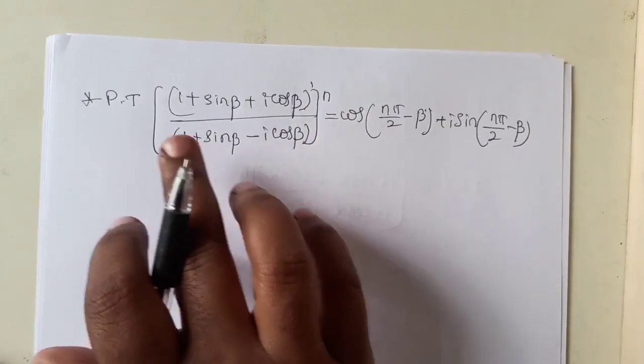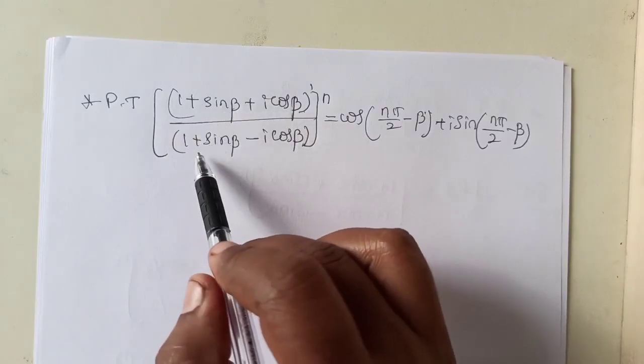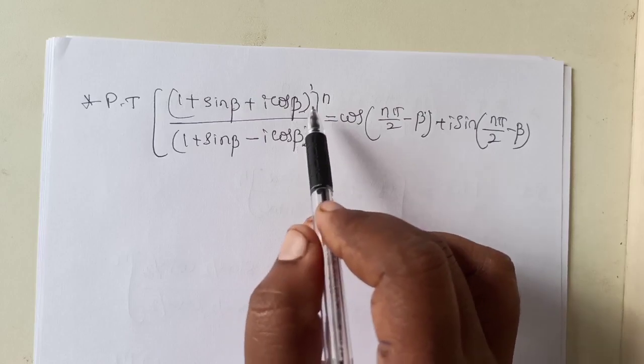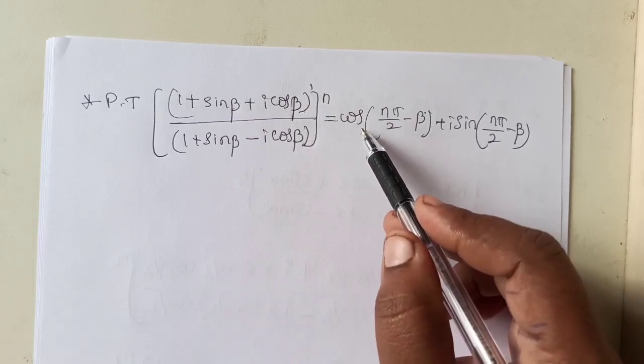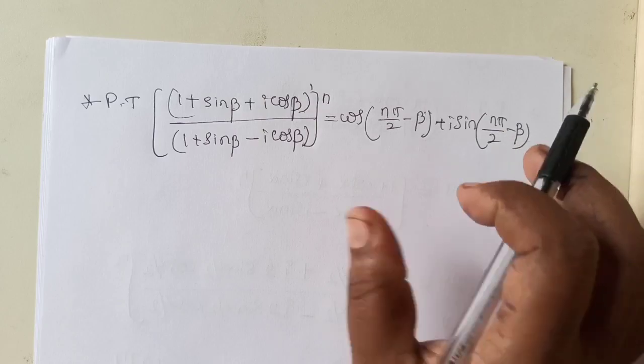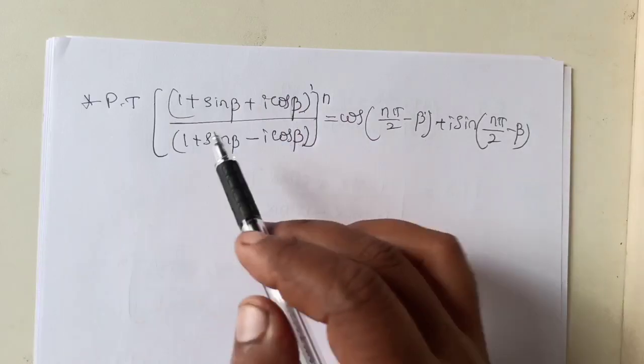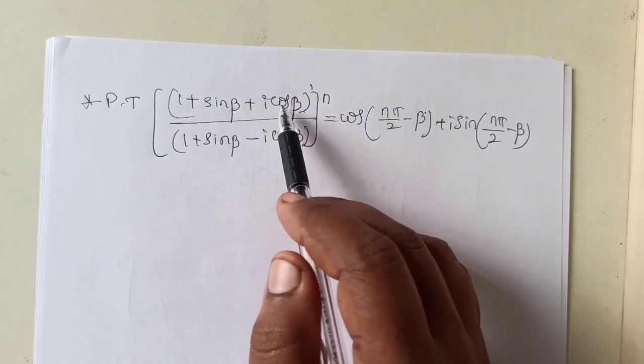Next problem: prove that (1 plus sin beta plus i cos beta divided by 1 plus sin beta minus i cos beta) whole power n is equal to cos n(pi by 2 minus beta) plus i sin n(pi by 2 minus beta). So this is almost similar to the last problem, but here we have the 1 plus sin beta plus i cos beta form.